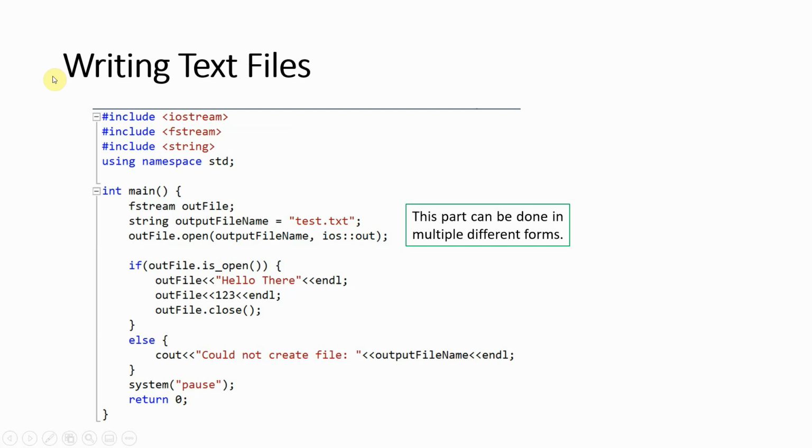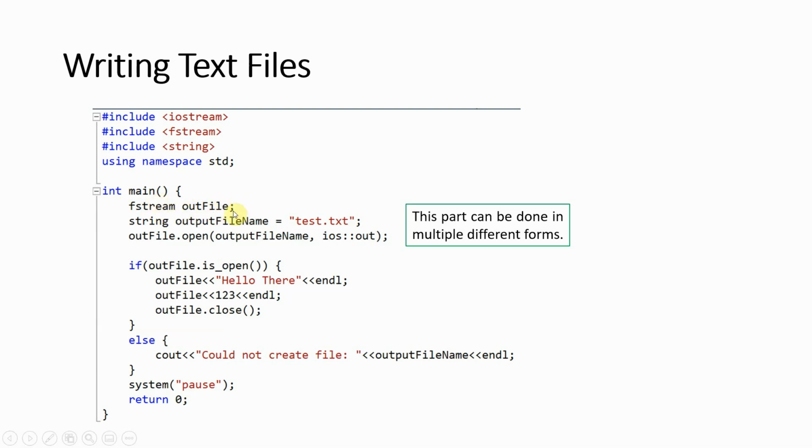So you can see here we have included the iostream library. We have also included the fstream and string libraries, and we use the namespace standard. These three lines can be written in many different ways. In future examples, you will see other ways of instantiating this object. fstream is the name of a class, right? So here we're instantiating an object of this class.